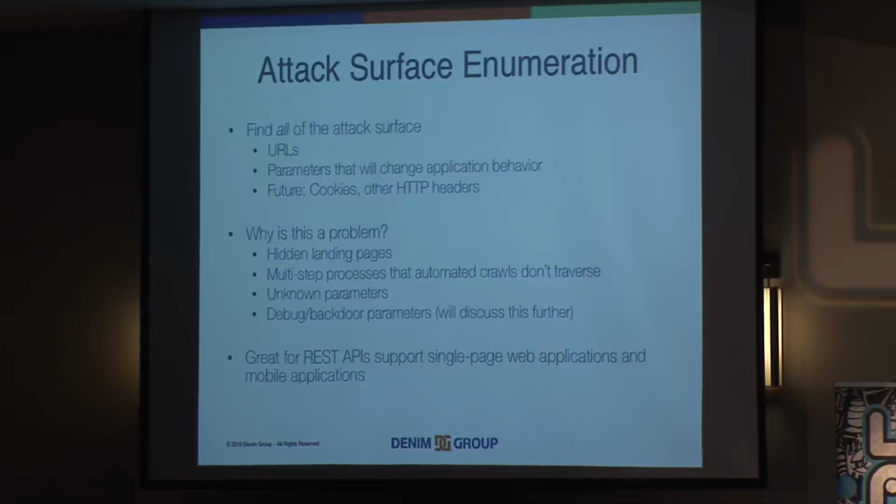So why is this a problem? It's a problem because a lot of times you've got a dynamic testing engine that has to guess at the application attack surface. There may be things like hidden landing pages that link back into the application as a whole, but where, if you started at the home page, you would never link out to that part of the application. You can also have multi-step processes where the scanner, for whatever reason, doesn't manage to get its way through the workflow. You may also have unknown parameters or debug parameters.